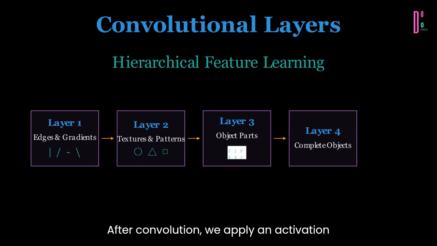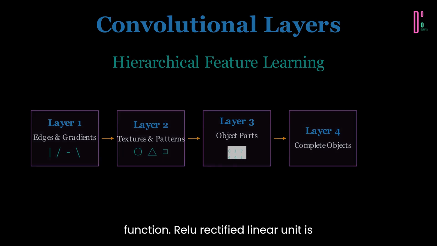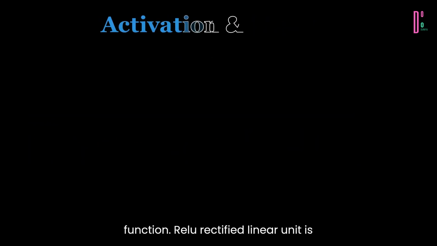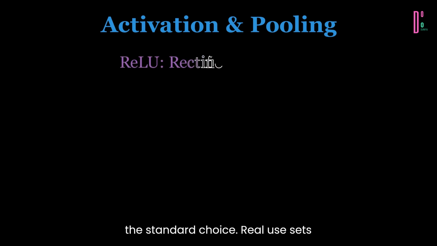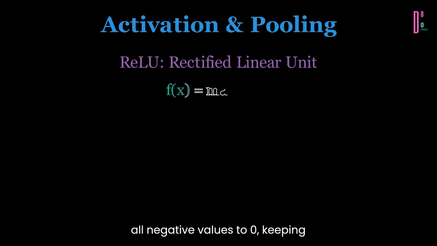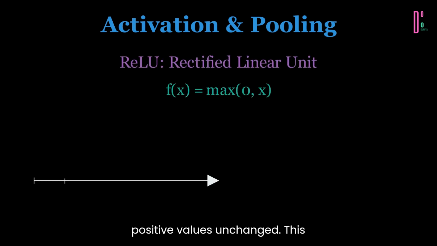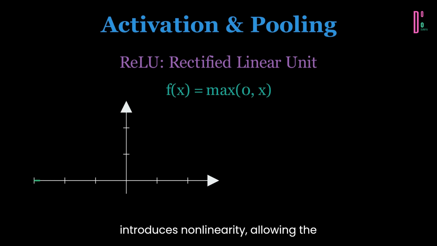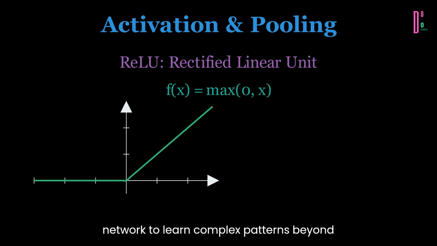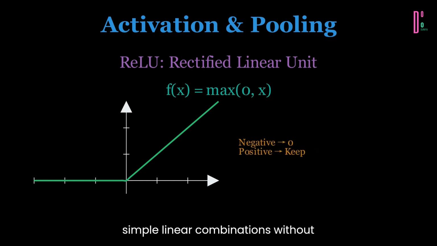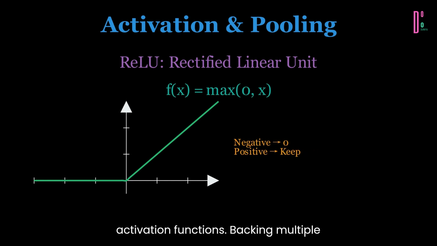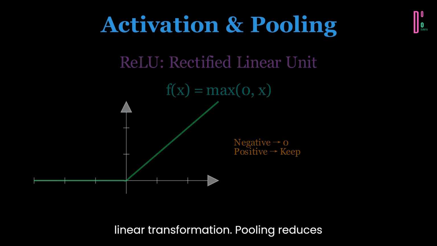After convolution, we apply an activation function. ReLU, rectified linear unit, is the standard choice. ReLU sets all negative values to 0, keeping positive values unchanged. This introduces nonlinearity, allowing the network to learn complex patterns beyond simple linear combinations. Without activation functions, stacking multiple layers would be equivalent to a single linear transformation.